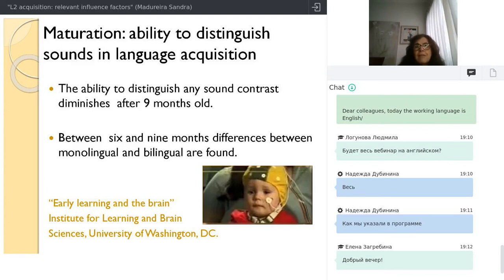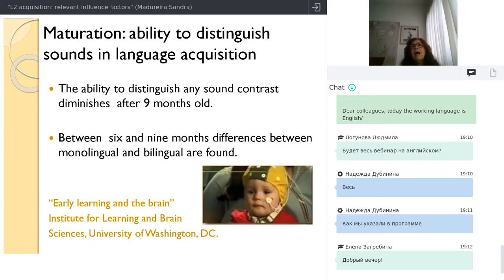So let's start with the first one, maturation. That is, we are going to talk about the ability of distinguishing sounds in language acquisition. So, as Patricia Kuhl mentions in the Institute for Learning and Brain Sciences at the University of Washington, research results argue that the ability to distinguish any sound contrast diminishes after 9 months old, right?